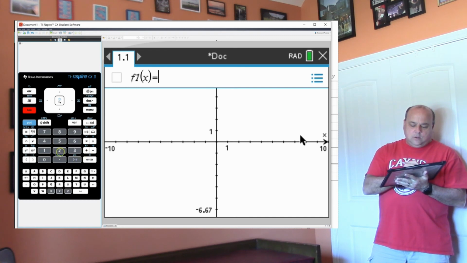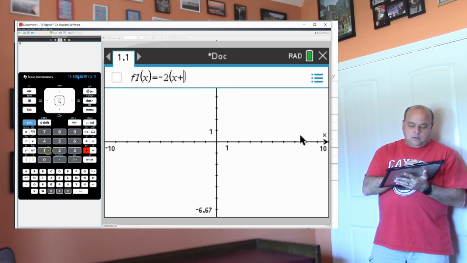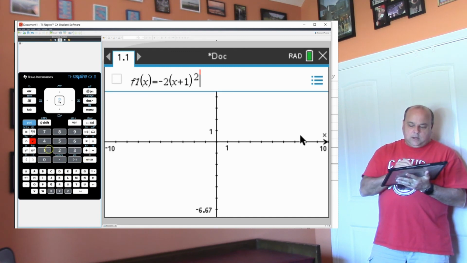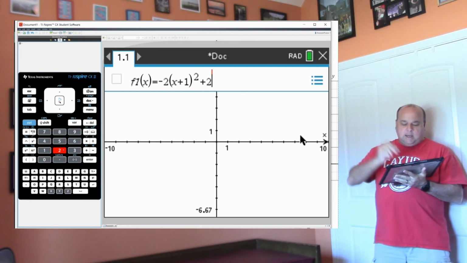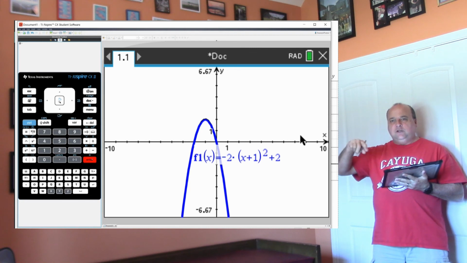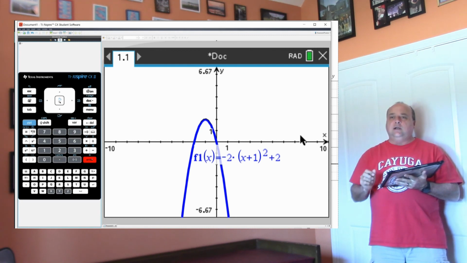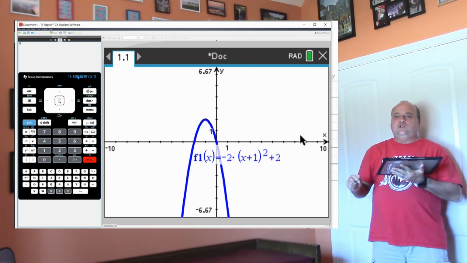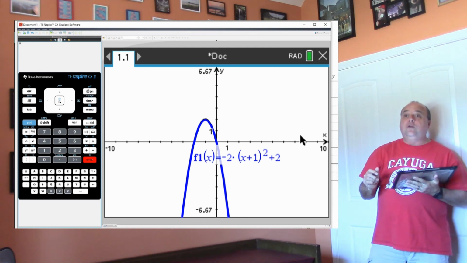So negative 2, parentheses, x plus 2, or is it x minus 2? X plus 1, close parentheses, squared, and then is it plus 2? Plus 2. So negative 2, parentheses, x plus 1 squared, plus 2, hit Enter. We have our graph. Notice it opens down. The vertex is at negative 1, 2. Also notice it's thinner. The parabola was vertically stretched. That's huge, okay? The bigger you make A, the steeper and narrower the parabola gets.